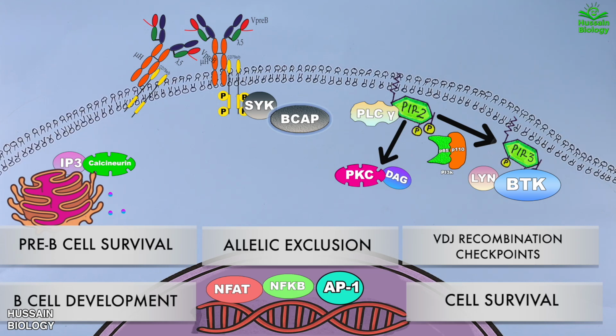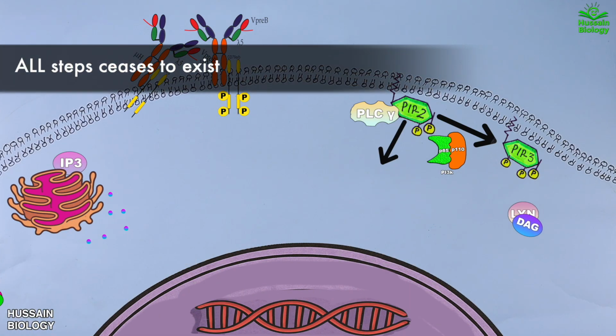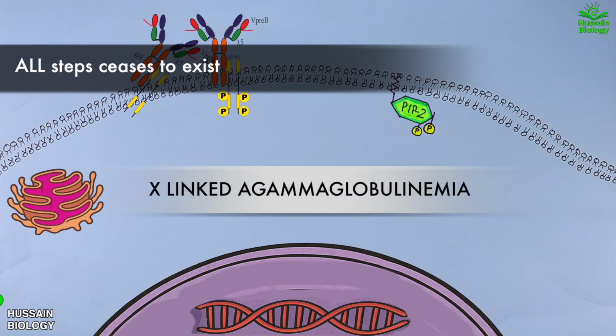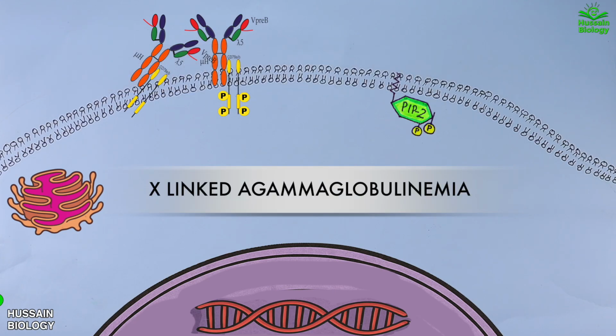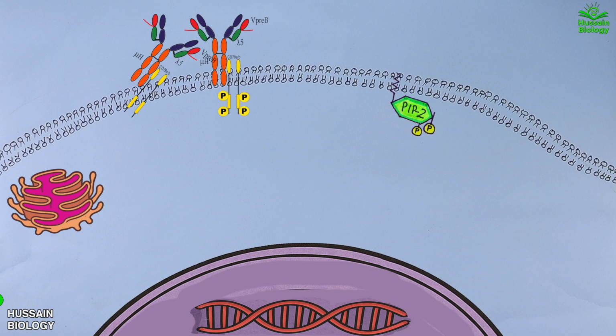And finally, it's important to note that defects in this pathway, especially mutations in BTK, can severely block B cell development, leading to X-linked agammaglobulinemia, a condition marked by absence of mature B cells and low antibody levels. So to sum up, the pre-BCR signaling pathway is a tightly regulated, multi-step cascade that begins with receptor clustering and ends in the activation of transcription factors, ensuring that only functional B cells move forward in their development. So this is all about pre-BCR signaling.